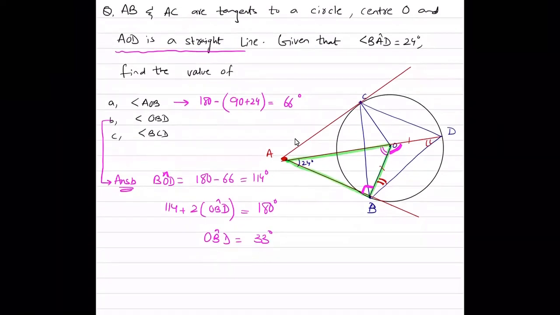Okay, then for part C, angle BCD. They are referring to this angle BCD. Any suggestions? How do you plan on finding BCD?